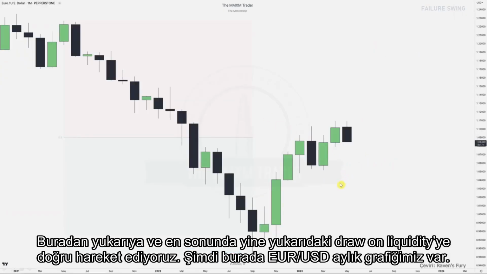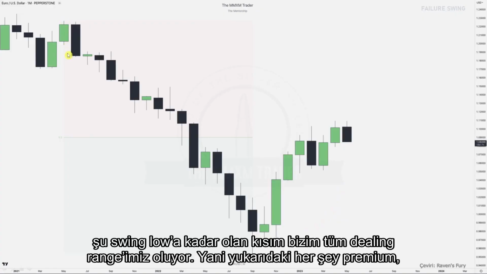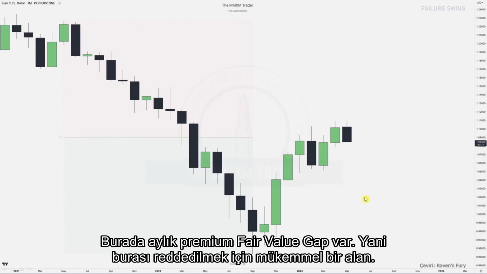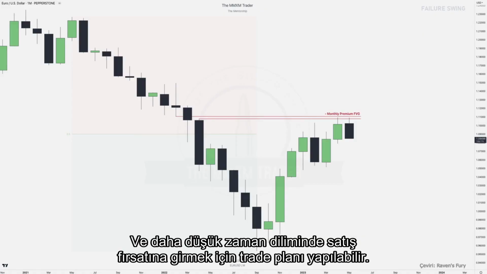So over here we've got our EUR/USD monthly chart, right? Let's see where our premium and discount levels are. So from this swing high up here into this swing low down here, we've got our whole dealing range. So everything up here is in premium, everything down here is in discount. So what did we hit recently? Did we hit a higher time frame PD array? We've got this monthly premium fair value gap, right? So that's a perfect area where we can reject from, and on the lower time frame we can scout for an opportunity to get into a sell.